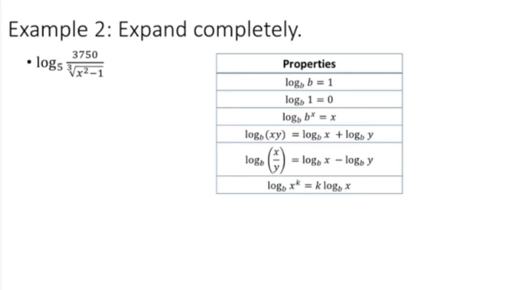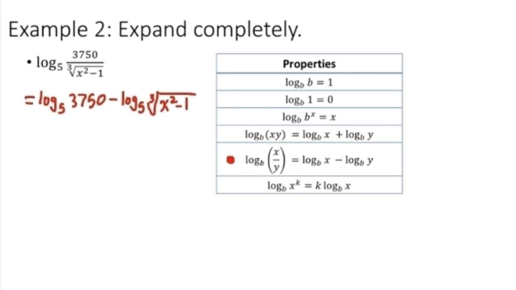The way we decide which property to start off with is based off of reversing the order of operations of how we would simplify the input of our logarithm. If we look at 3,750 over the cube root of x squared minus 1, the last operation we would perform is the division. That tells me I should use the property of the logarithm that involves division, which here would be the quotient rule. And when we apply the quotient property, we get log base 5 of 3,750 minus log base 5 of the cube root of x squared minus 1.